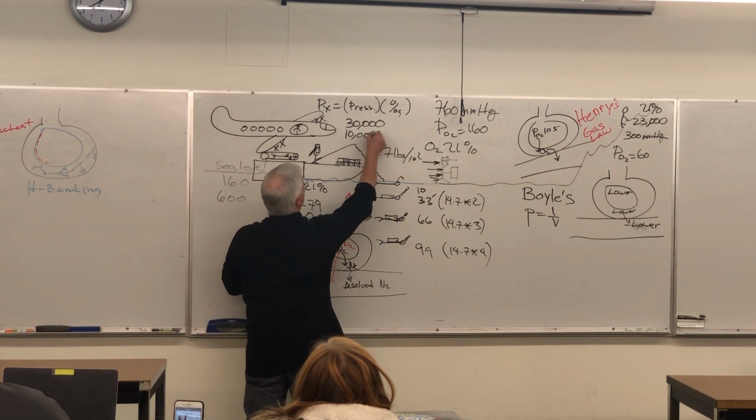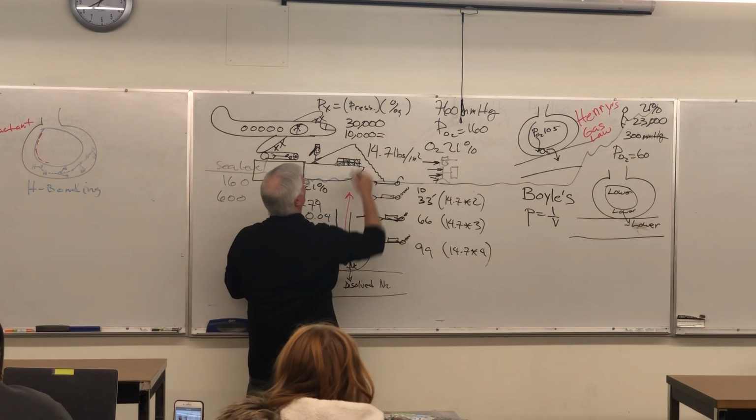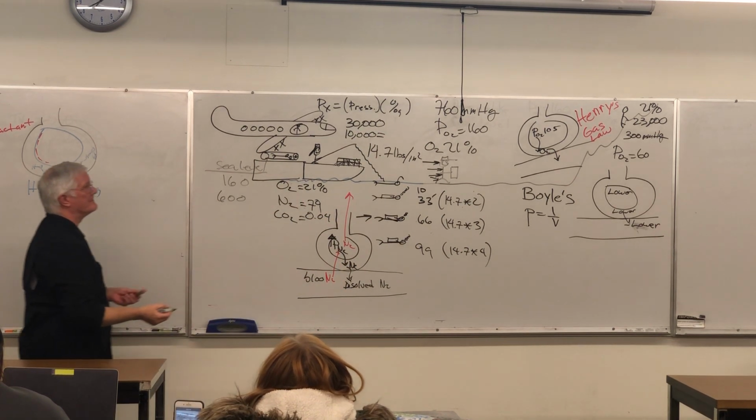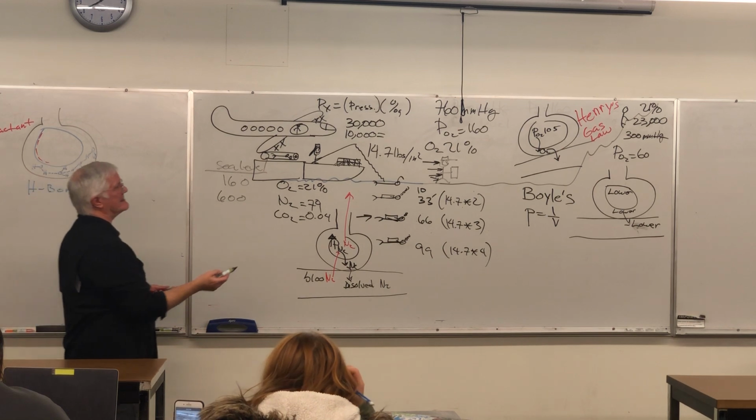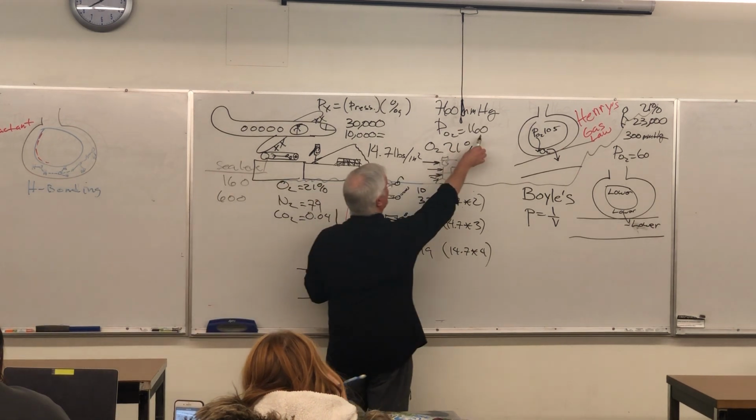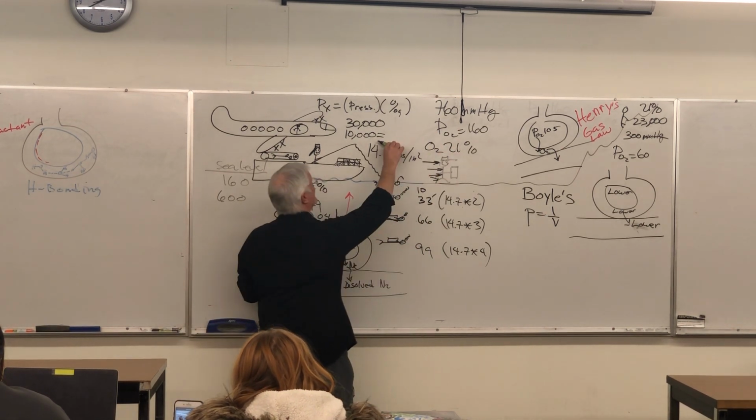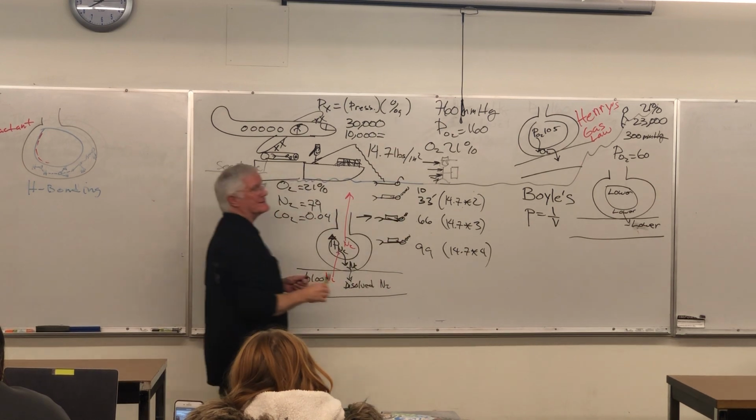All right, that's a simulated altitude. Let's just do common sense rule of thumb. If sea level is a partial pressure of 160, is 10,000 feet going to be higher or lower in PO2 values?